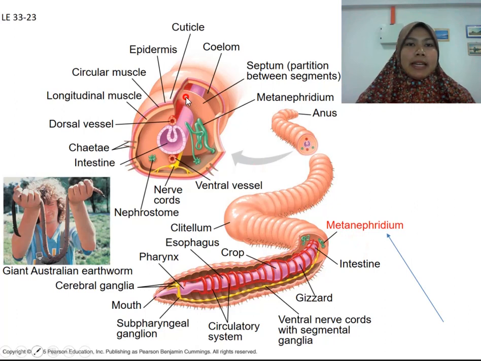This is why they are known for segmentation. One segment of the body is separated from another segment by a structure called a septum. A septum is a partition between one segment and another, and some segments are repeated. For example, you have this segment repeated at another segment. The green color here is the metanephridia, and you can see they show cephalization, because they have a dorsal vessel and a nerve cord as well. You can see it shows a closed circulatory system.